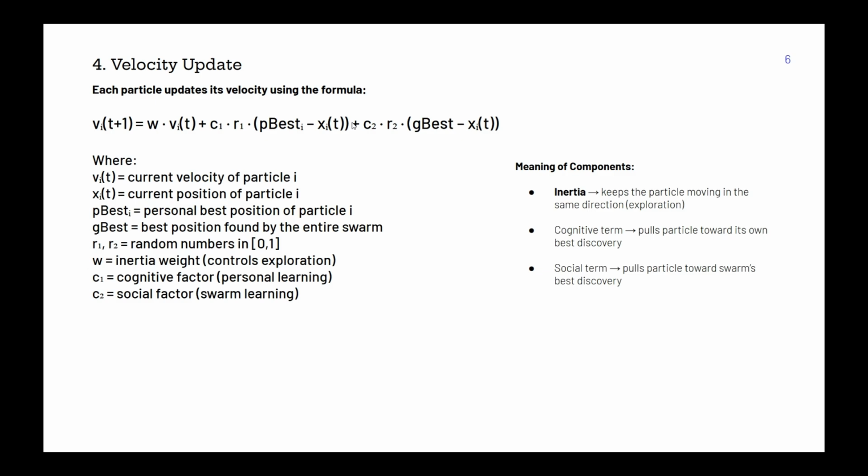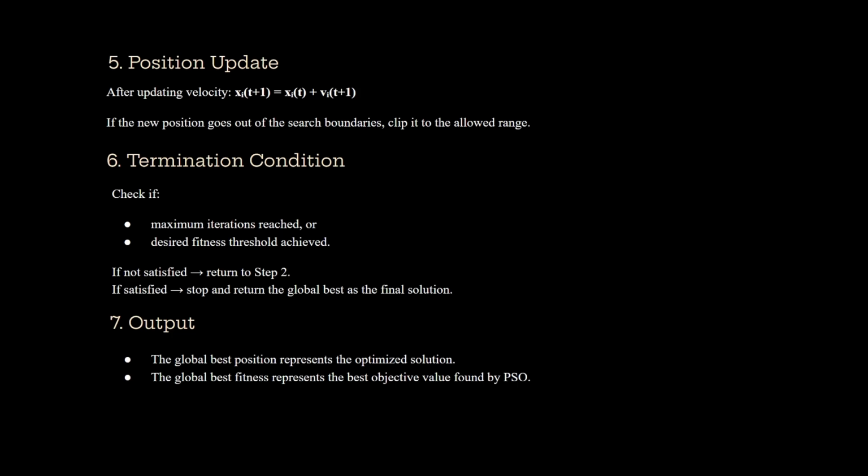Next will be the velocity update. It is given by the following formula: v_i(t+1) = w * v_i(t) + c1 * r1 * (pbest_i - x_i(t)) + c2 * r2 * (gbest - x_i(t)), in which v_i(t) is the current velocity of particle i, x_i(t) is the current position of particle i, pbest is the personal best position found by the particle, gbest is the best position found by the entire swarm, and r1 and r2 are random weights between 0 and 1. w is the inertia weight, c1 is the cognitive factor, and c2 is the social factor. Next is the position update.